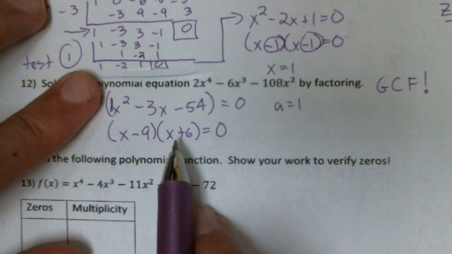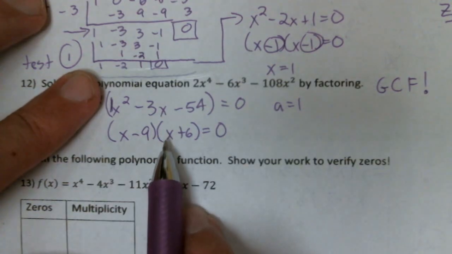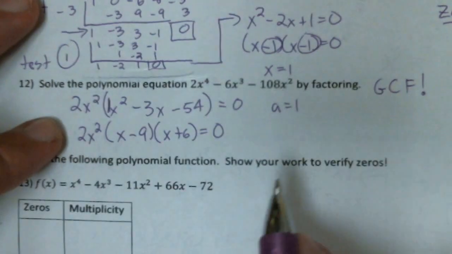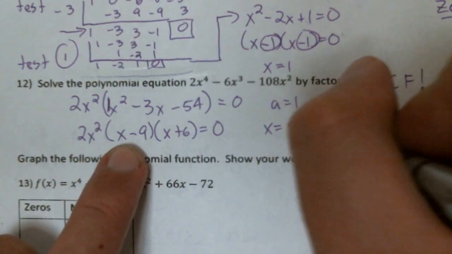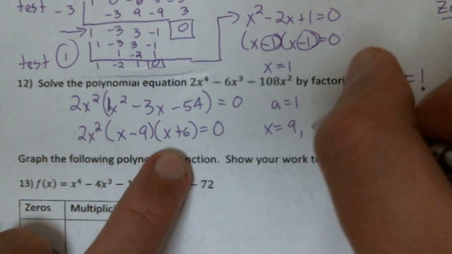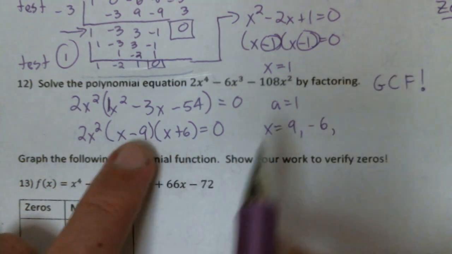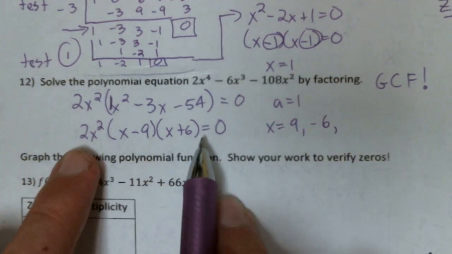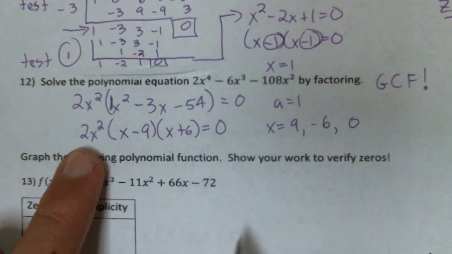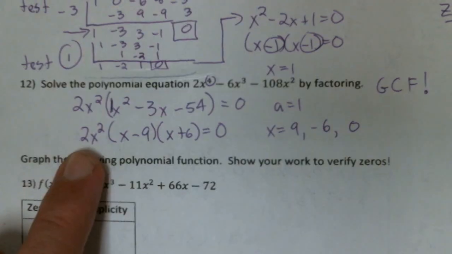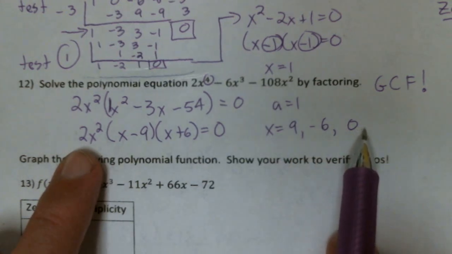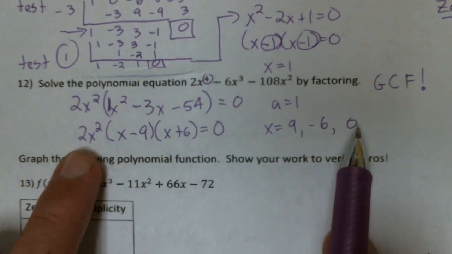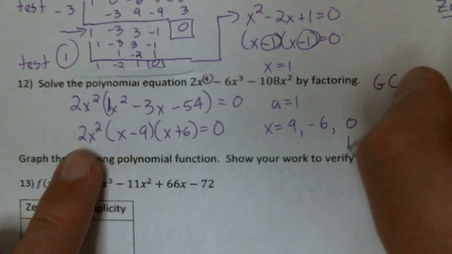All right, so I really want you guys to nail that down. And then I've still got this 2x squared out front. So now for that one, I just flip the sign. X equals 9. For that one, I just flip the sign. X equals -6. And if I set this equal to 0, I will get 0. However, this is a quartic. So shouldn't I have four roots? Why, yes, you should. The 0 shows up twice.